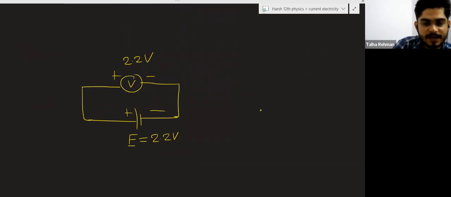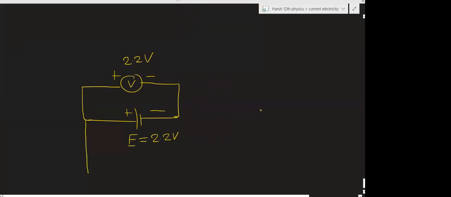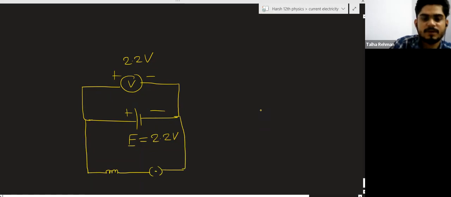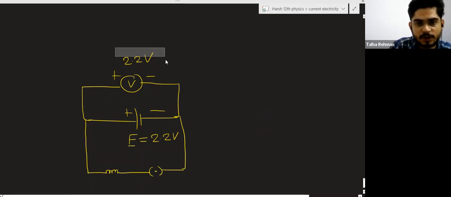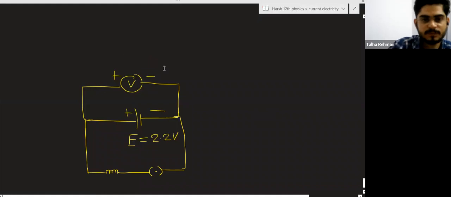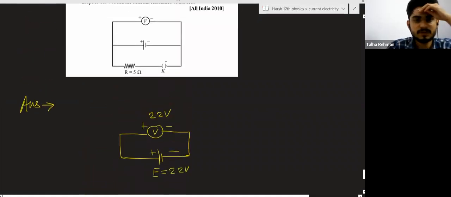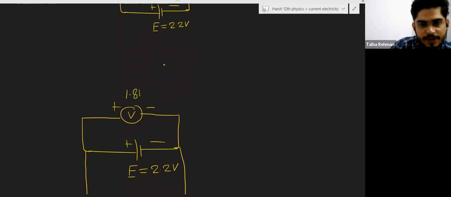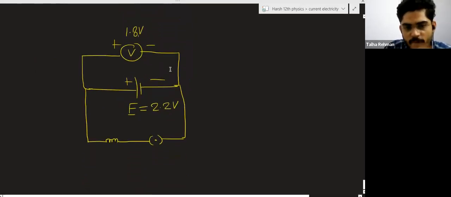Suppose now you have connected this with a 5 ohm resistance, and here this is the switch you have connected. So this time the reading of the voltmeter changes. The reading of the voltmeter becomes 1.8 volt.